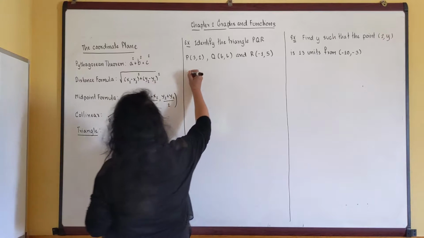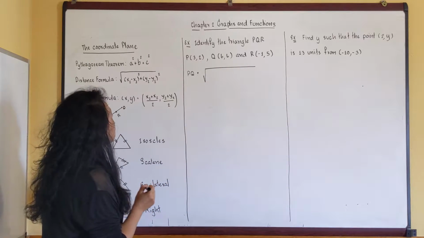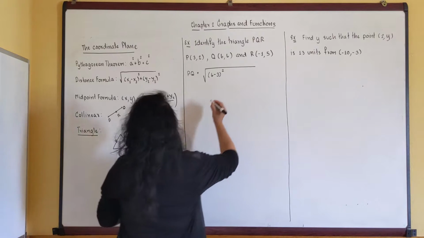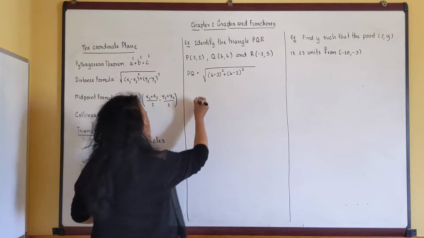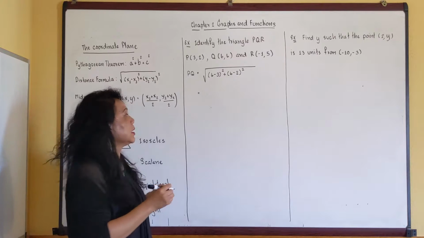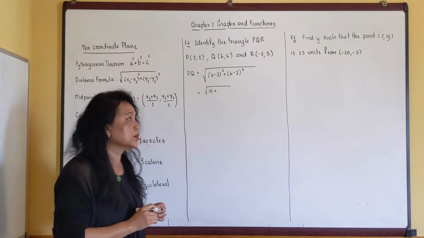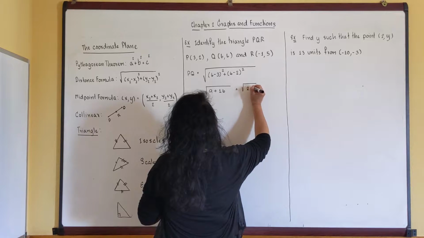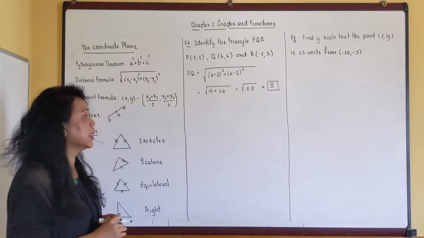From P to Q, PQ is going to be the square root of x2 minus x1. So I'm going to call this x2. So (6 minus 3) quantity squared plus y2, which is (6 minus 2) quantity squared. 6 minus 3 is 3, 3 squared is 9. Plus 6 minus 2 is 4, 4 squared is 16. So that is the square root of 25, which is 5. We're not going to do plus or minus 5 because we're talking about distance here.